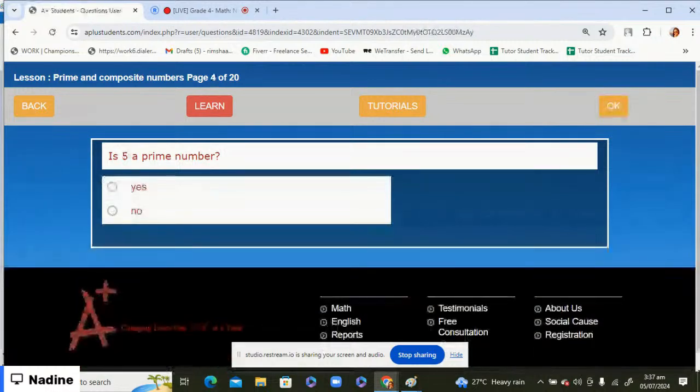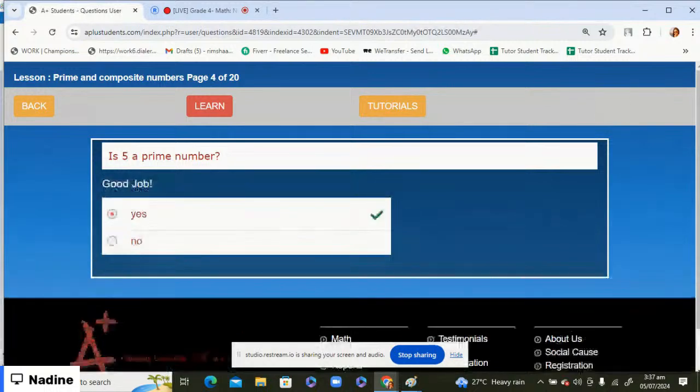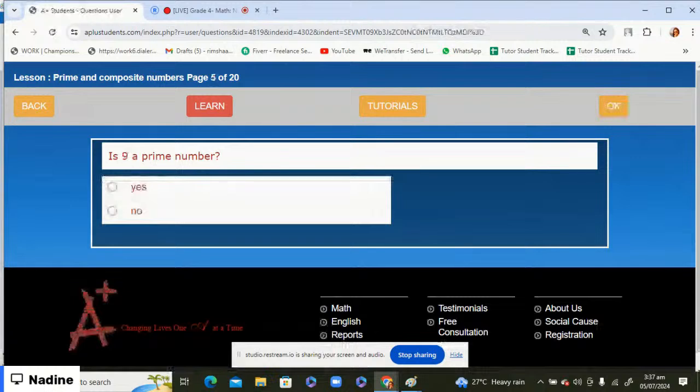Or 5 is a prime number? Yes, it's a prime number because it can only be divided by itself and it has no more than two factors. It has exactly two factors. Okay? 9 is a prime number? No, 9 is a composite number because 9 has more than two factors. Like 3 times 3 is 9, and 1 times 9 is 9. So 1 is also a factor. So it's no.